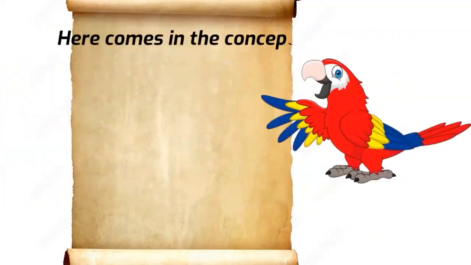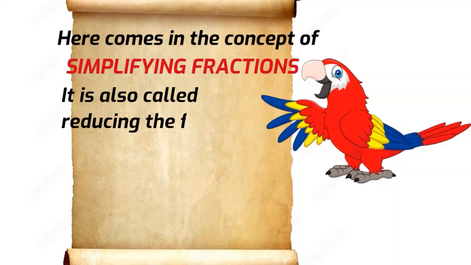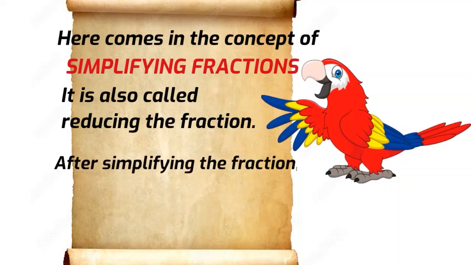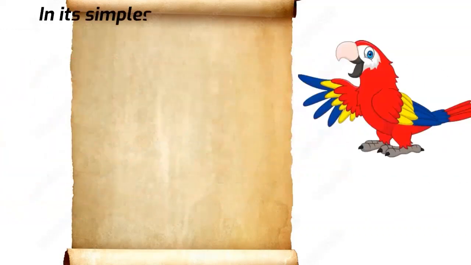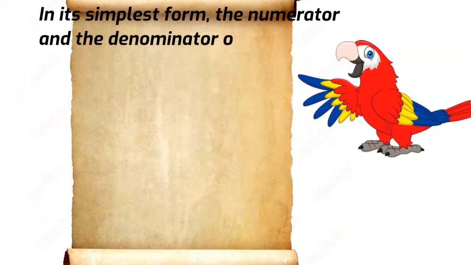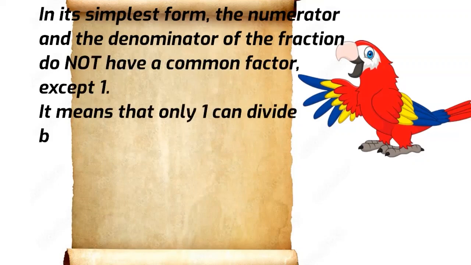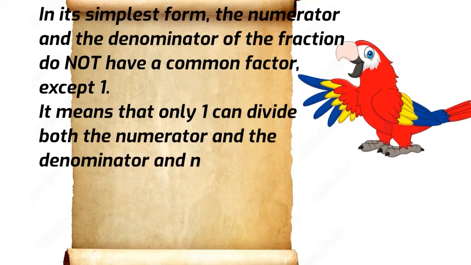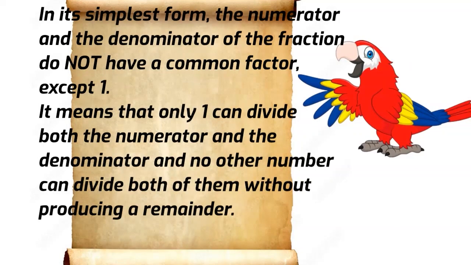Here comes the concept of simplifying a fraction. It is also called reducing the fraction. After simplifying the fraction, we get its simplest form or lowest term. In its simplest form, the numerator and the denominator of the fraction do not have a common factor. It means that only 1 can divide both the numerator and the denominator, and no other number can divide both of them without producing a remainder.